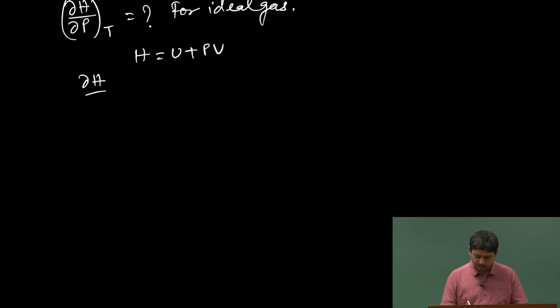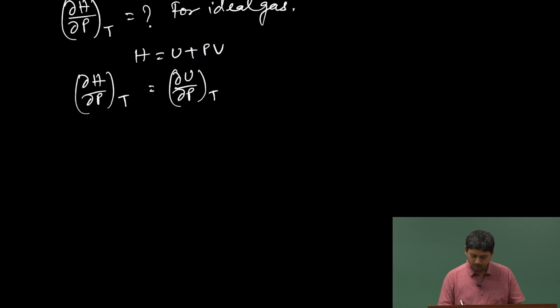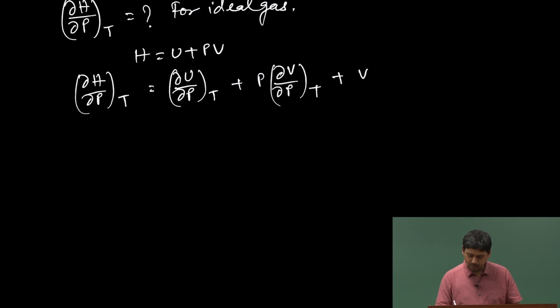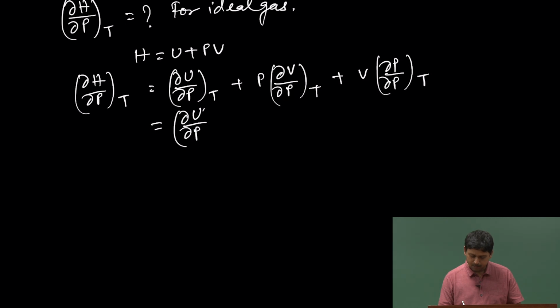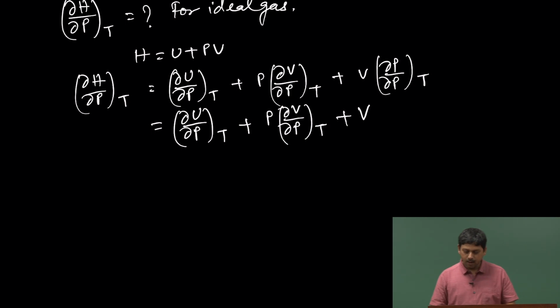So, del H by del P T is del U by del P T plus P del V by del P T plus V del P by del P T, which is del U by del P T plus P del V by del P T plus V. Now, we have to see what is del U by del P T, correct.